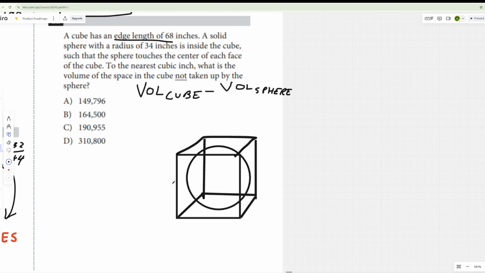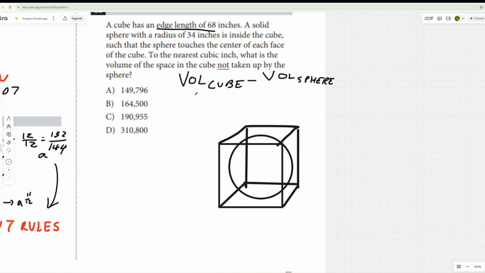All right. Pretend that this circle is a sphere, but basically we're going to find the volume of the sphere and the total volume of the cube. And if we subtract them, we should get the space outside of the sphere that's also inside the cube. All right. So now let's work on this.